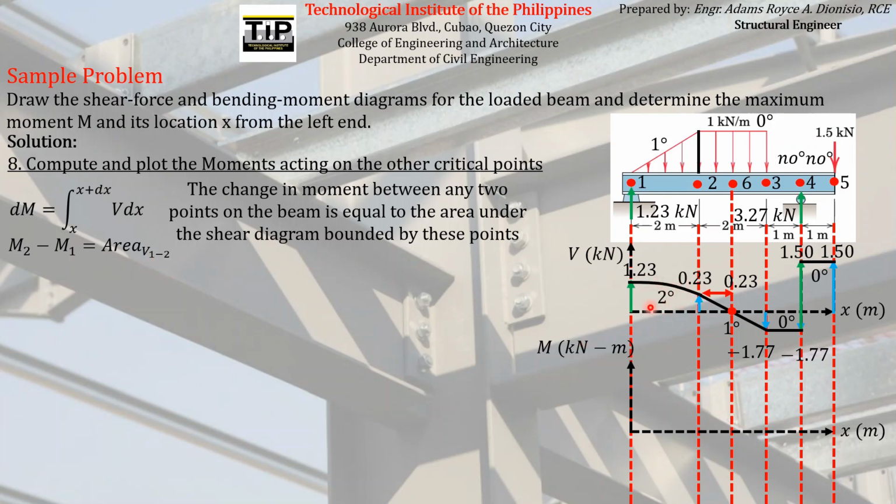which is this. So meaning, if we know the magnitude of the bending moment acting on point 2 and point 1, their difference is just equal to the area under the shear force diagram between point 1 and point 2 only. So meaning, if we can establish this area under the shear force diagram between point 1 and point 2, we can already get the difference between the bending moment on these 2 points.